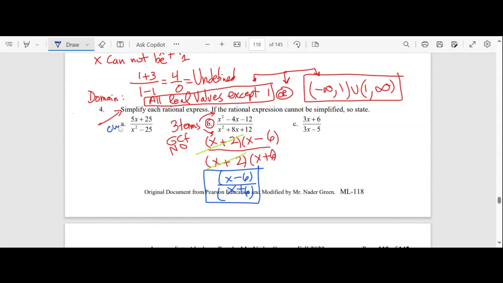Okay, so A is classwork and C is classwork. Let's go for number 5.